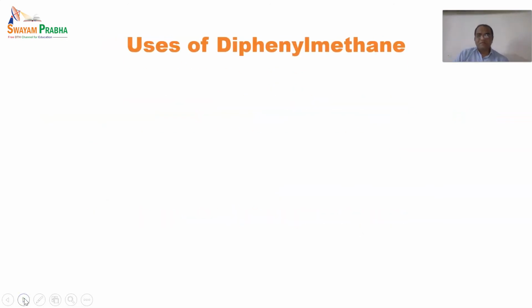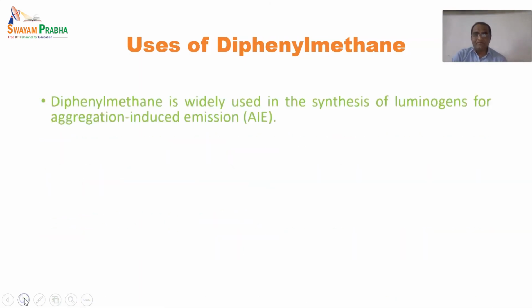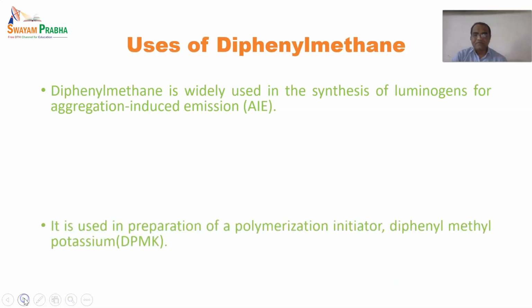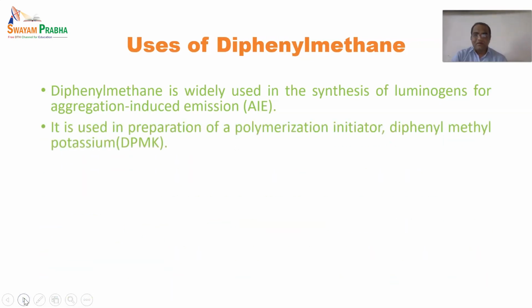Now we'll see some uses of diphenyl methane. Diphenyl methane is widely used in synthesis of luminogens for aggregation induced emission. It is used in preparation of a polymerization initiator, diphenyl methyl potassium. So the potassium salt of this diphenyl methane is used as an initiator for polymerization.